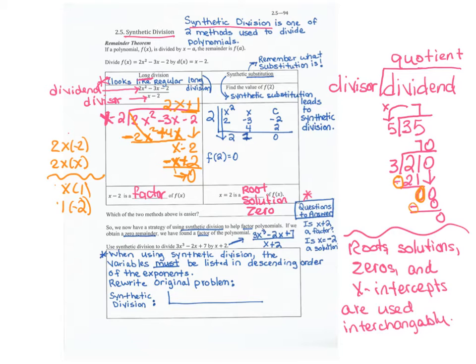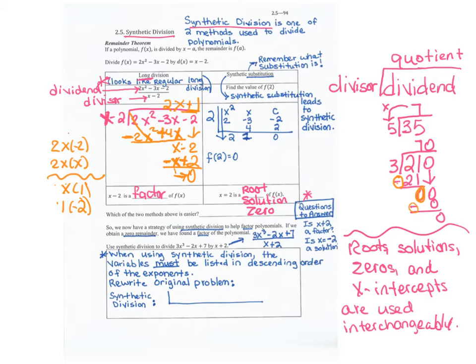Alright, so let me go back and fix my spelling mistake. So we need an E-A-B-L-Y. There we go. So they're used interchangeably. So you might hear a math teacher, or you might hear somebody say a root, and they might say a solution, or they might say a 0, but it all means the same thing.